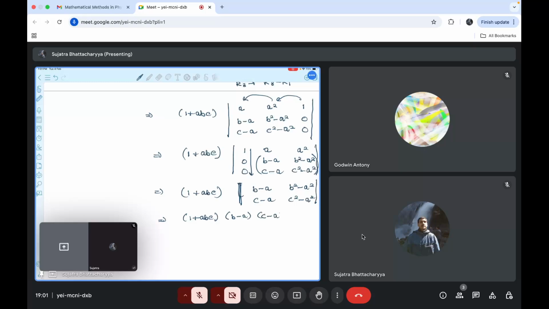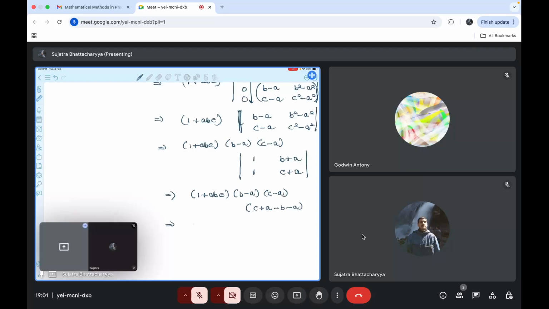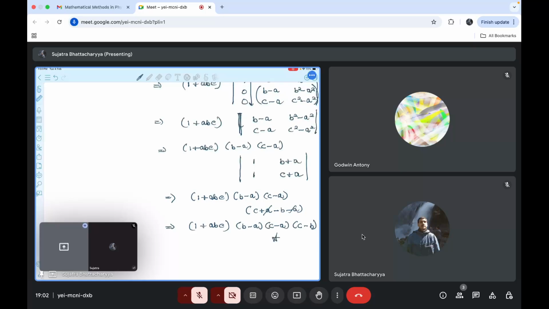Correct? So what you will get finally? It will be 1. This will be B plus A because B square minus A square is B plus A, and C minus A if you take, it will be C plus A. Done. Now it's easy to calculate the determinant. That's all. I think it's done. 1 plus ABC, this is B minus A, C minus A. Now this you can solve. So what will it be? C plus A minus B minus A. So this is the final answer. 1 plus ABC, B minus A, C minus A, and B cancels, C minus B. This is the final answer.